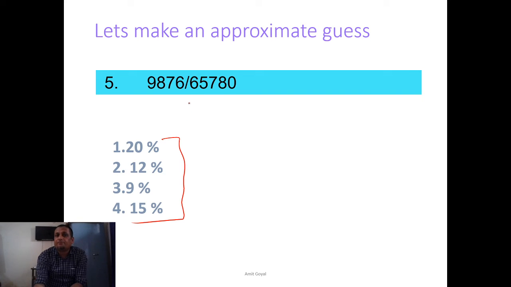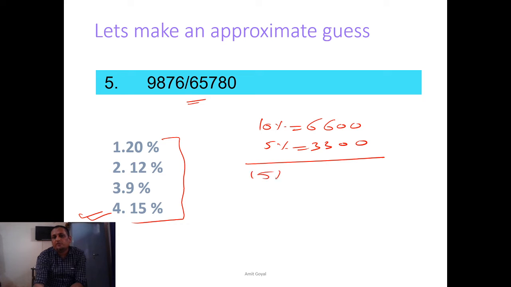Let's see, this is my question, sorry. What is your take? I think my take should be option 4. Why? Because you can visualize 10% of the denominator is approximately 6600. What should be 5% of the denominator? Approximately 3300. So what should be 15% of the denominator? Approximately 9900. And you can visualize that this value is very near to 9900. So it means my answer should be very near to 9900.